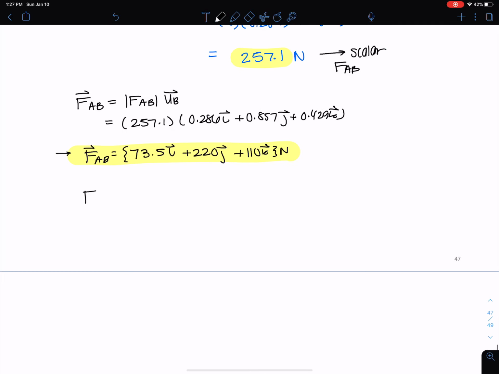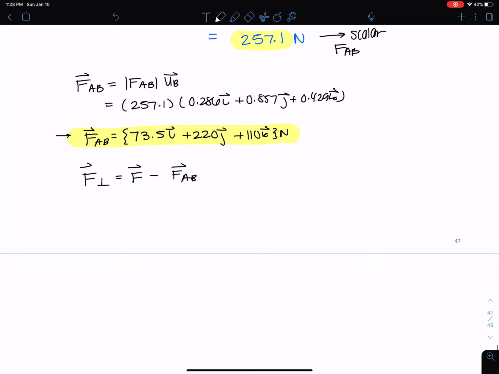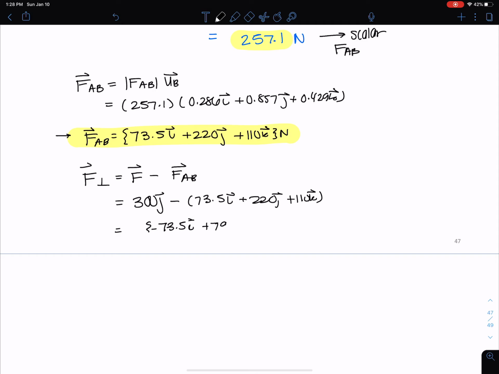Now I want to get my perpendicular component, right? So I'm going to go back and use that formula that I highlighted in green, which is F minus FAB, right? This is just that 2 force components is equal to the resultant. I just subtracted 1 over. And I get 300J minus 73.5 in the I plus 220 in the J plus 110 in the K. And I get 73.5 negative in the I plus 79.6 in the J minus 110 in the K, and this is all in newtons.